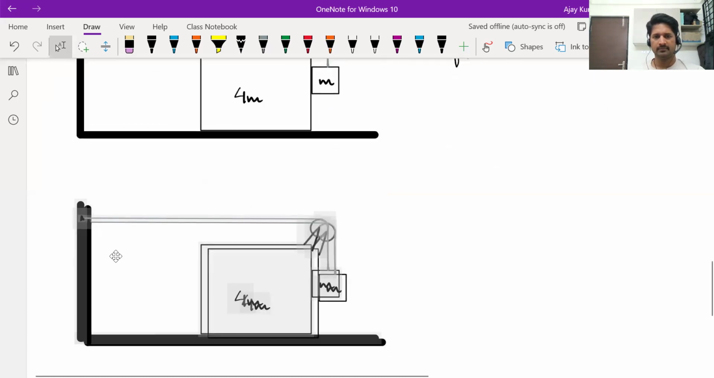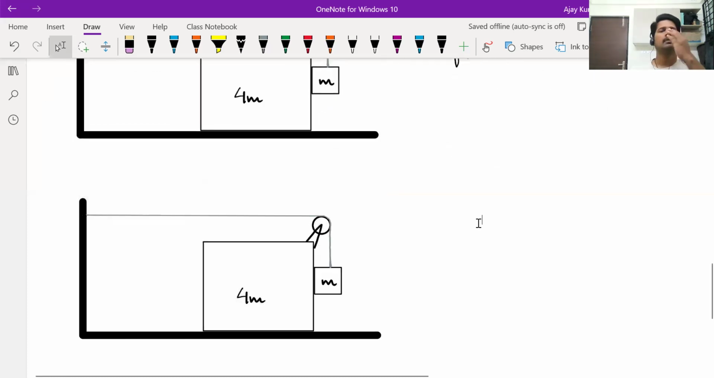Weight, normal, and tension. Weight, normal, and tension. So you are thinking they'll be pushing each other. No, sir. There's no reason why they should push. No, this string is vertical.